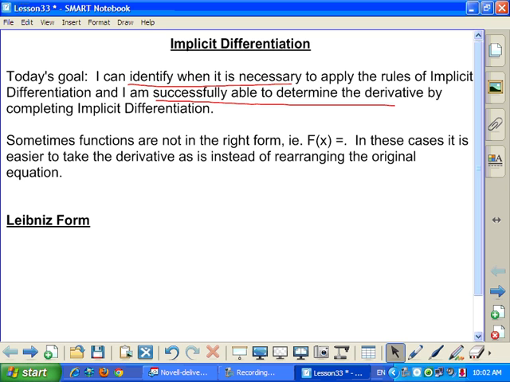Sometimes functions aren't in the right form. Sometimes they're not in the y equals or f of x equals form. So sometimes it's easier just to take the derivative as is instead of rearranging.